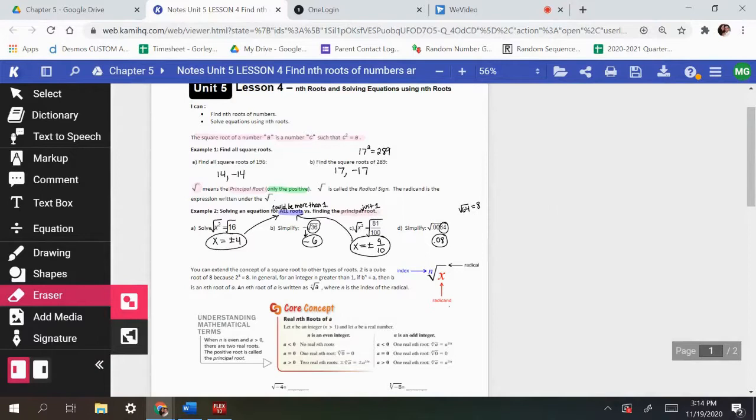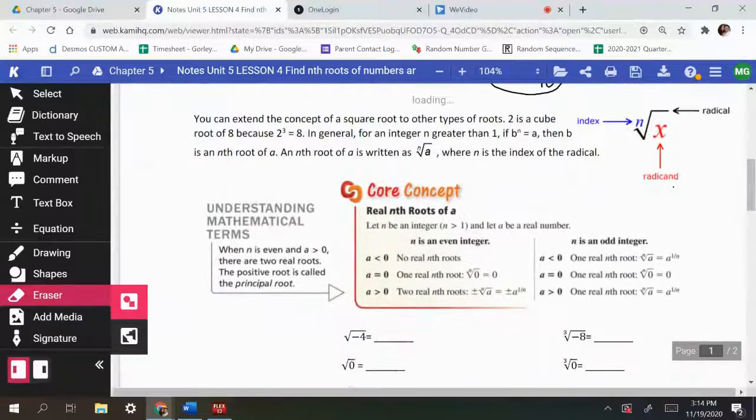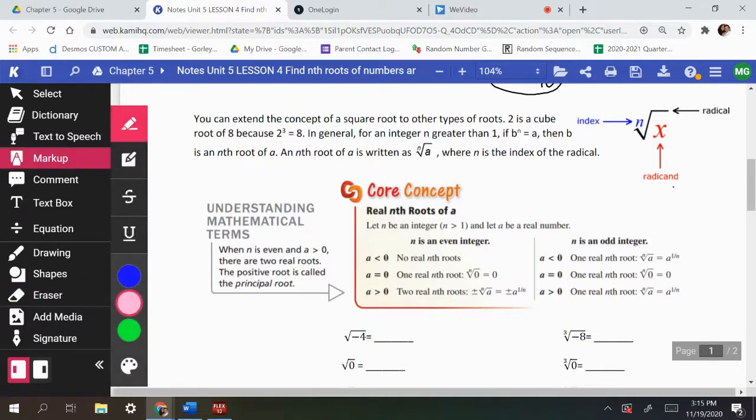Okay, down here it says you can extend the concept of a square root to other types of roots. 2 is a cube root of 8 because 2 cubed is 8. In general, for an integer n greater than 1, if b to the nth power is equal to a, then b is an nth root of a. An nth root of a is written as the nth root of a. It looks like this.